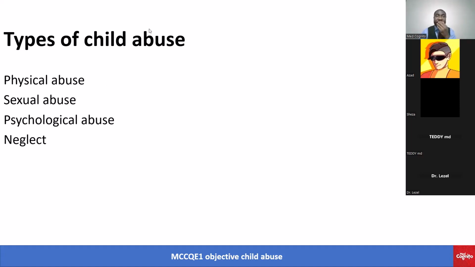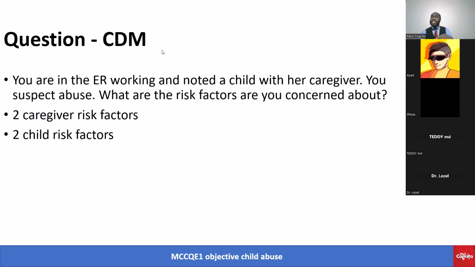All right, good. Now, I want someone else to read this question. It's very similar, but then it changes because of the way the objective puts it. Dr. Patrick, let's go. Thank you very much for reading. No problem. You are in the ER working and noted a child with their caregiver. You suspect abuse. What risk factors are you concerned about? Two caregiver risk factors, two child risk factors.